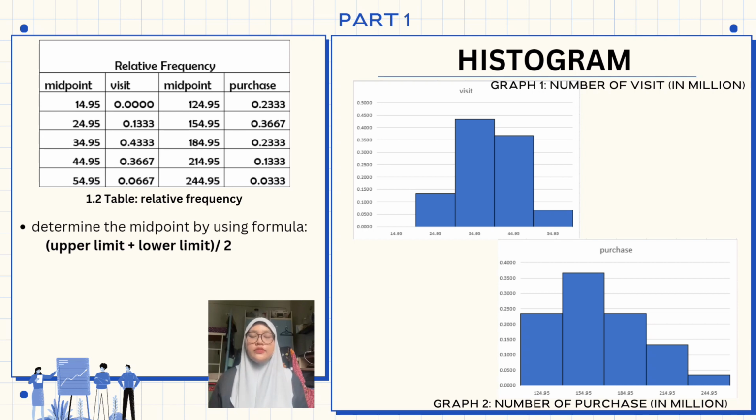As you can see on the slide, graph number 1 is the histogram for the number of visits in millions, and graph number 2 is the histogram for the number of purchases in millions. In graph number 1, you can barely see the graph. The histogram is skewed to the right. For graph number 2, you can see clearly that the number of purchases histogram is skewed to the right. We can conclude that both of these histograms are skewed to the right, which is positively skewed.